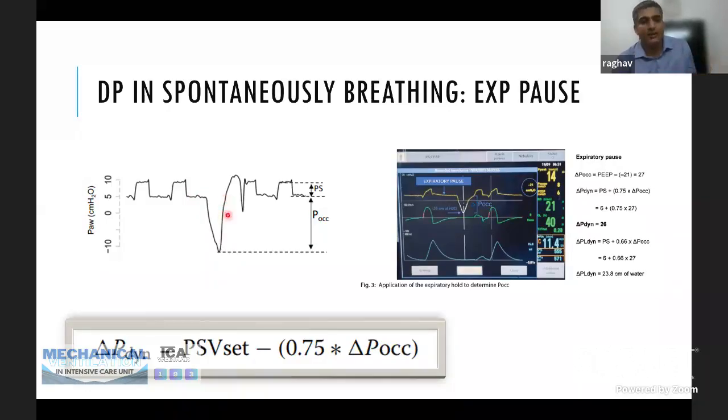Another method is to give an expiratory pause and to measure the negative swing which the patient generates while inhaling during the tidal ventilation, which is also known as the pressure of occlusion or POCC, and which will help us to find the driving pressure in this patient.